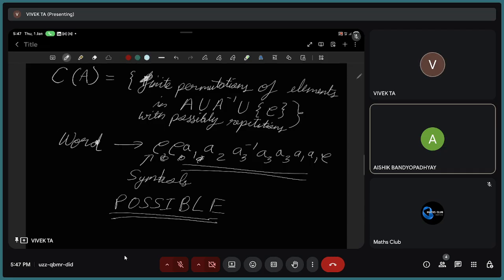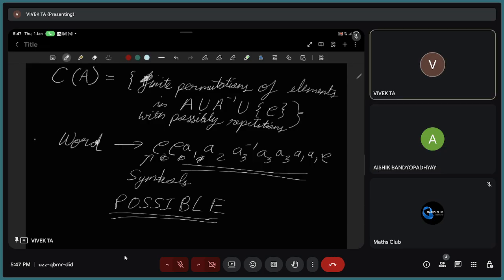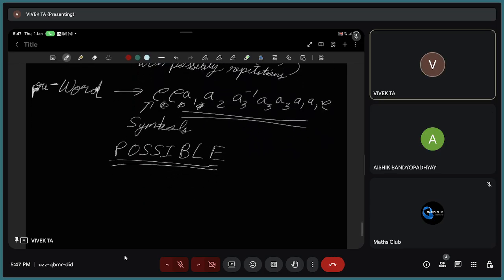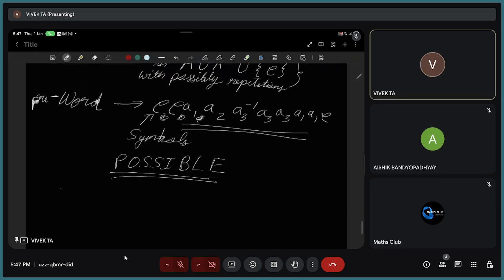Actually, because we are not yet in the group itself, we call it a pre-word. It's not a word yet, but this is what a pre-word is. It's just symbols like this. And then we actually get into the group. So we call C of A a group after defining it under the equivalence class. Now we consider an equivalence relation.